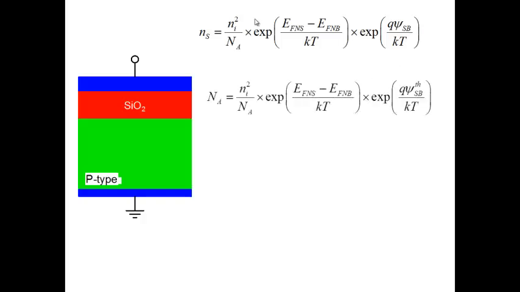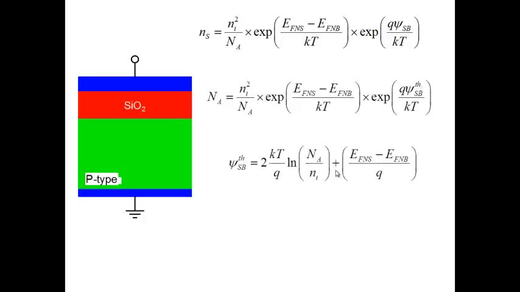All right. Now for threshold, we said Ns is equal to Na. So we substitute that. Now I write here psi SB, the surface potential measured with respect to bulk at threshold, TH. Now we can calculate from here, rearrange, and the surface potential at threshold turns out to be 2 kT by q, ln Na by Ni, plus the quasi-Fermi level at the surface minus the quasi-Fermi level at the bulk divided by q.